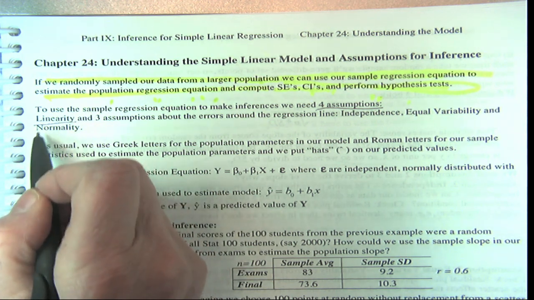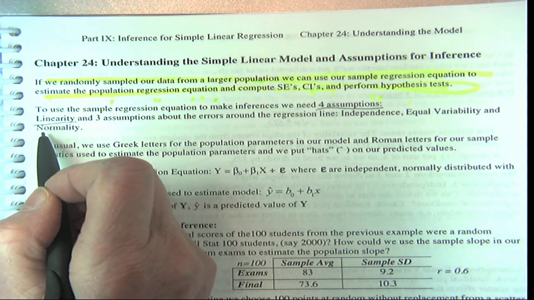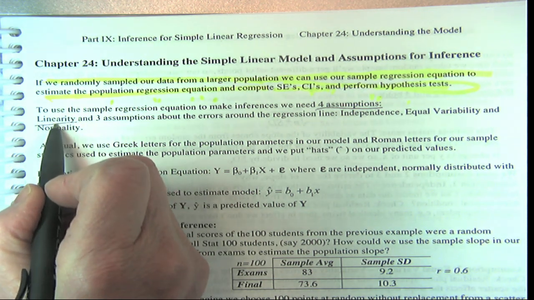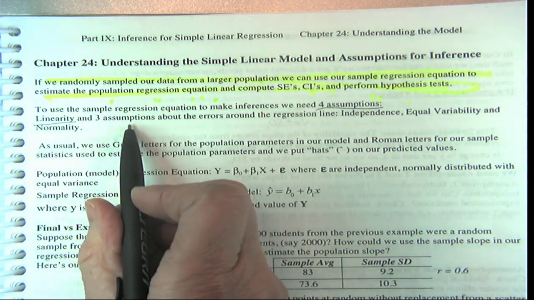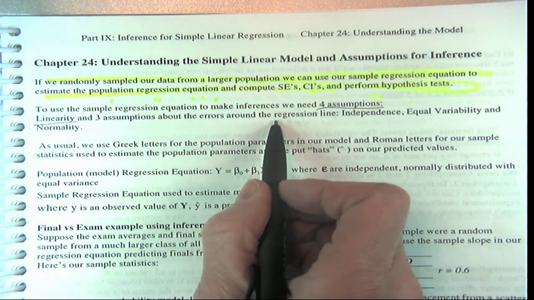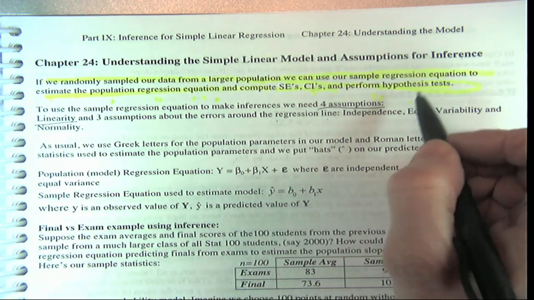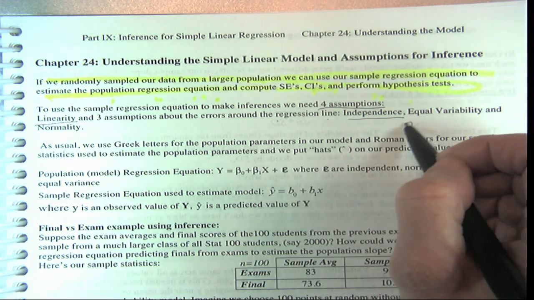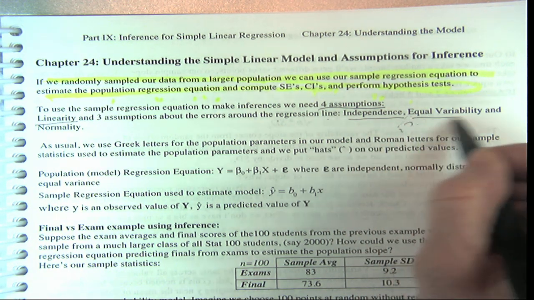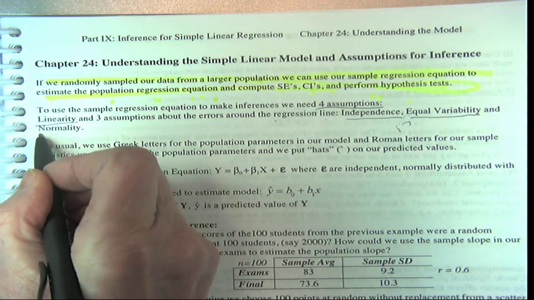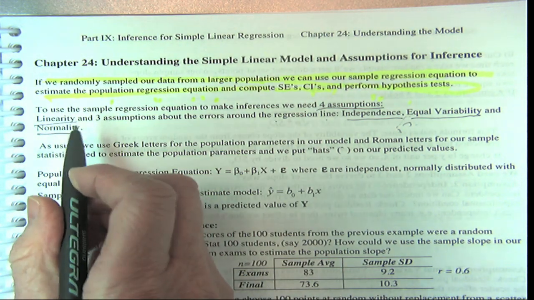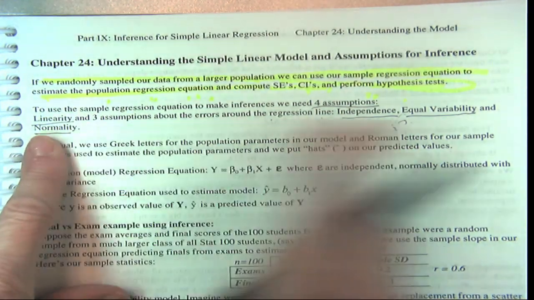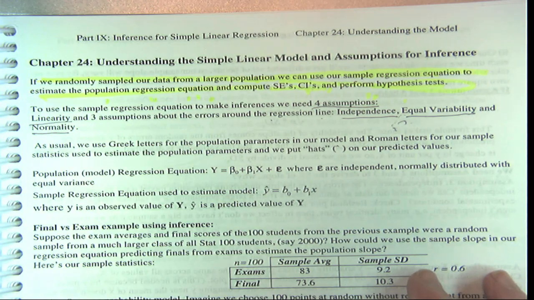So that's the same assumption to use a regression line at all; it doesn't make sense if you have a curve. So that's the same one we know. But then we have these other three assumptions about the errors around the regression line: that they're independent from each other, that they have equal variability across the line, and that they're normally distributed. We just saw that they're normally distributed. So let's look at these three assumptions.